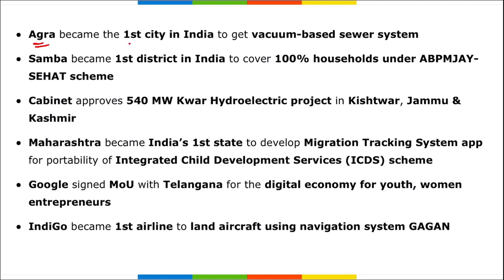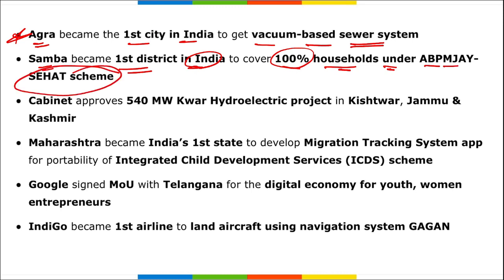First is Agra. Agra became the first city in India to get a vacuum-based sewer system. Highly important. This was launched here on a pilot basis. Then Samba became the first district in India to cover 100% households under the ABPM-JAY Sehat scheme. That is the Ayushman Bharat Pradhan Mantri Jan Arogya Yojana Sehat scheme.